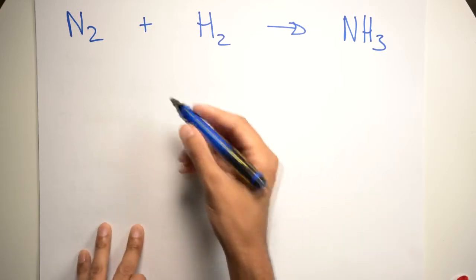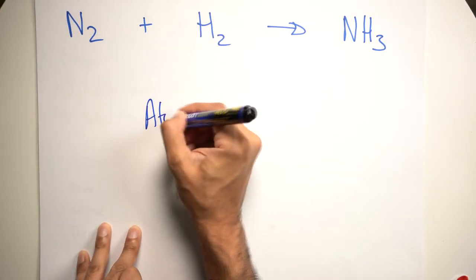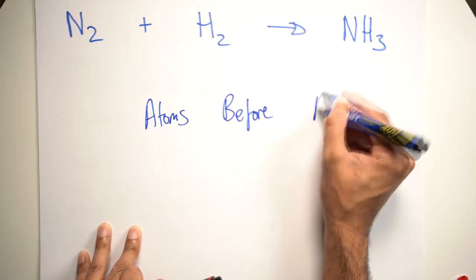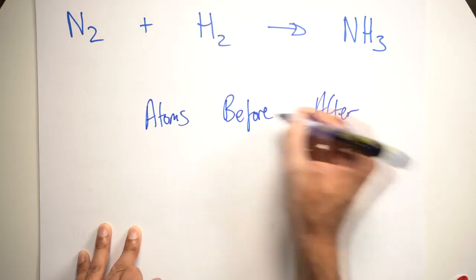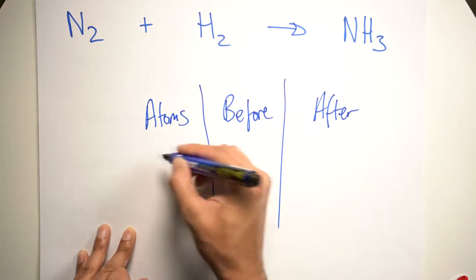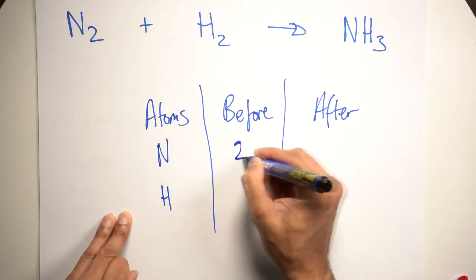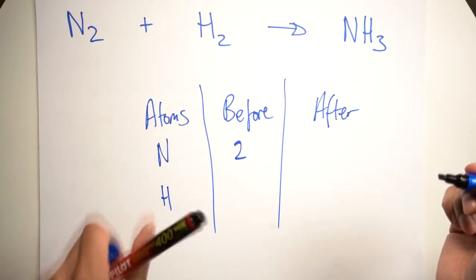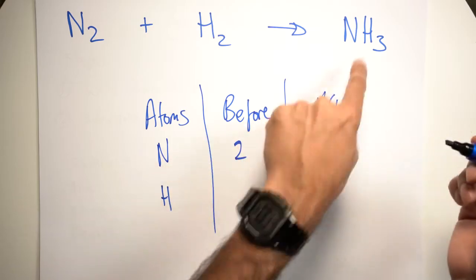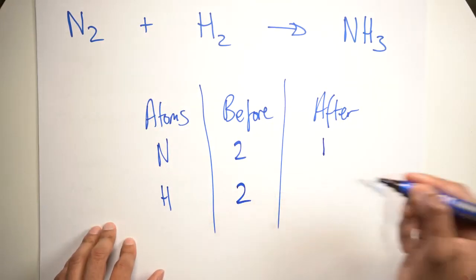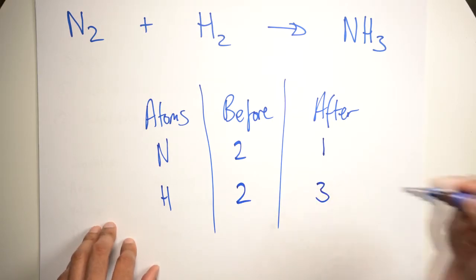Okay, so let's do our table. We have atoms, we have before, and we have after. And our atoms are nitrogen and hydrogen, okay? 2 of those nitrogens here before. We got 1 after. Hydrogen, we got 2 before and 3 after.